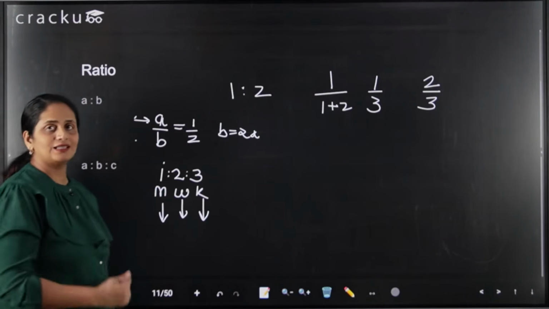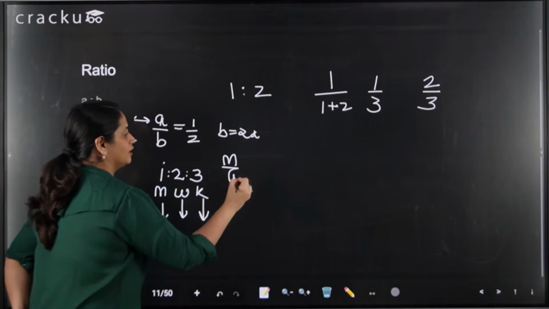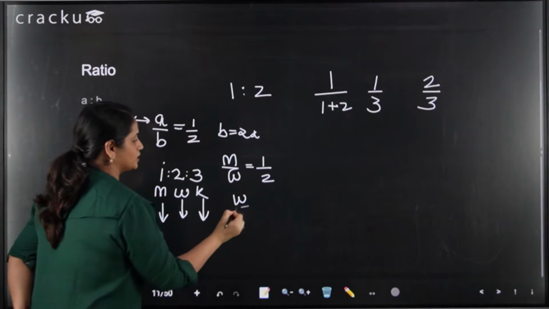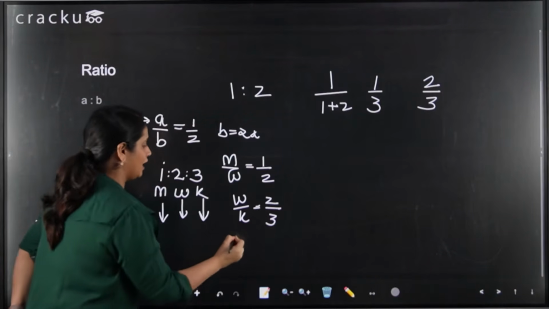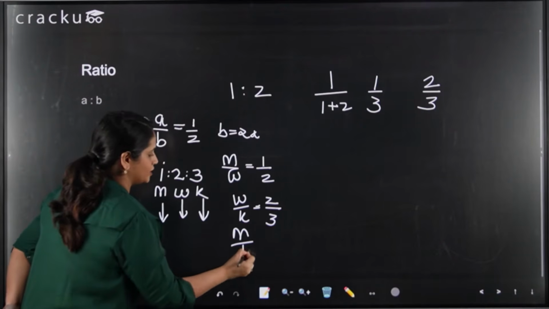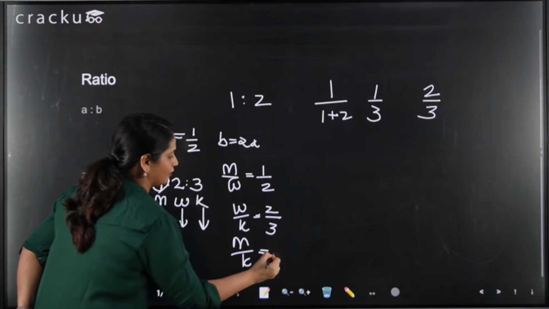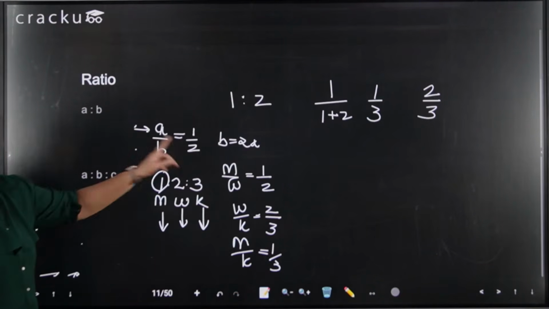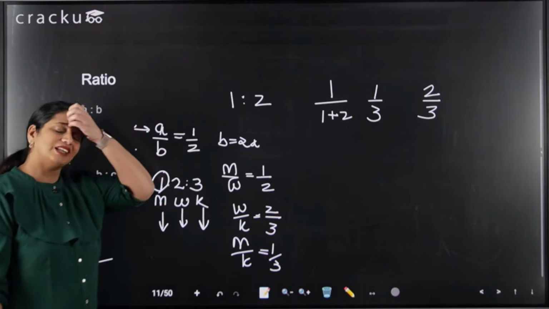So you can read this as fractions. Milk by water is 1/2. Similarly, water by kerosene is how much? This is 2/3. And milk by kerosene will be how much? It will be 1/3. So you can convert this into fractions. One ratio of 2 parts gives you 1 fraction here. One ratio of 3 parts will give you 3 fractions. But nothing much as such.